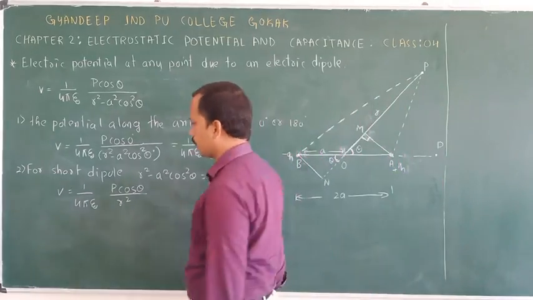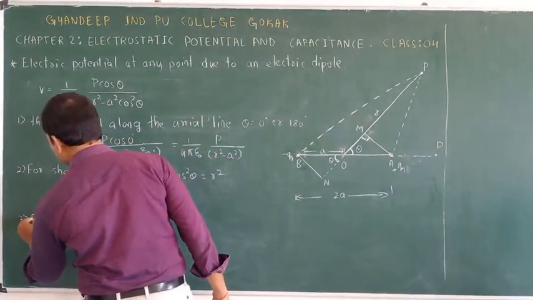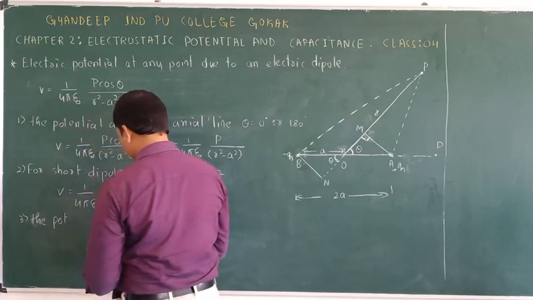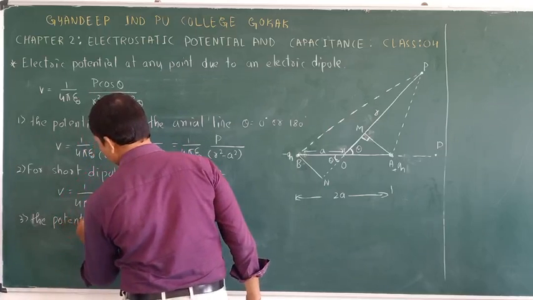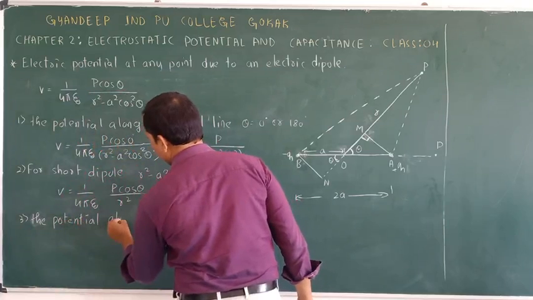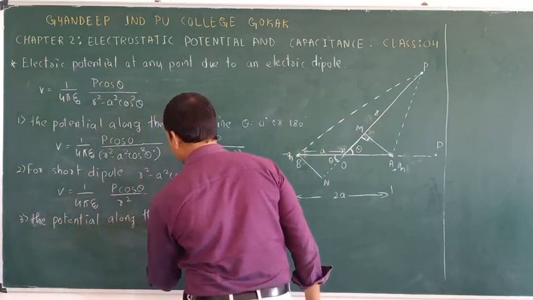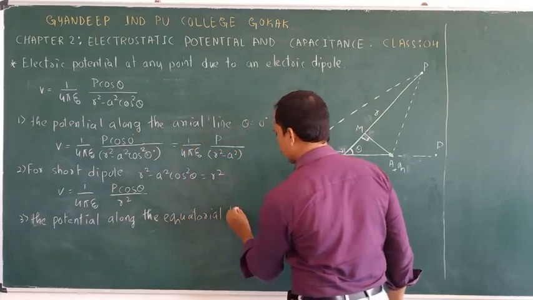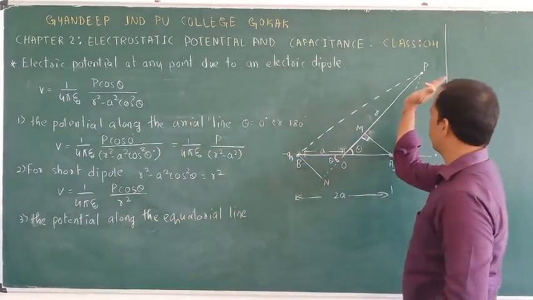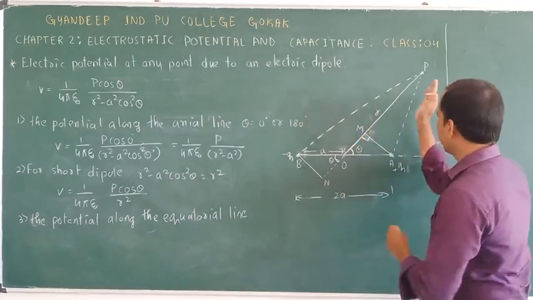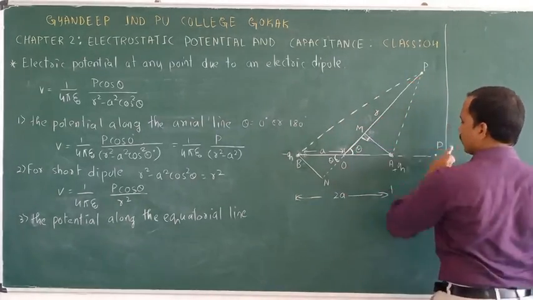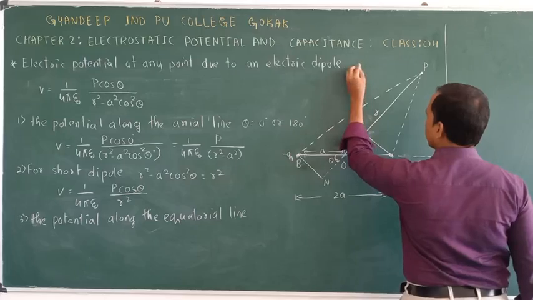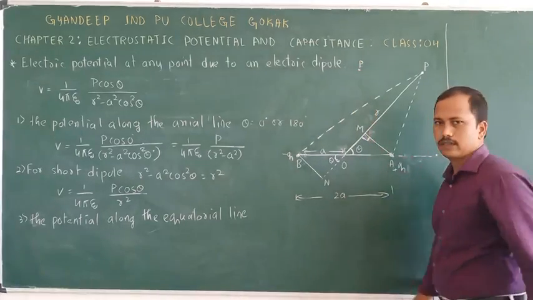Similarly, for the third point, the potential along the equatorial line. Along the equatorial line, the point P should be placed along this side. First one is the point P, it is along this side. Again, if the point P along the equatorial line is here, at this location, we find the potential value.